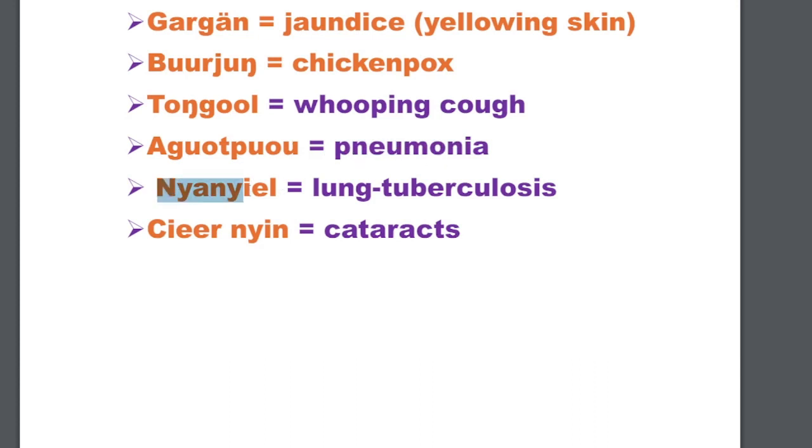Nyanyel. Nyanyel mean lung tuberculosis. It's called nyanyel in Dinka language. Another one is share, or you say share nyin. We mean cataracts. Cataracts is English word that means share in Dinka language. Share nyin is a disease of the eye. Nyin mean eye. Share, cataracts.